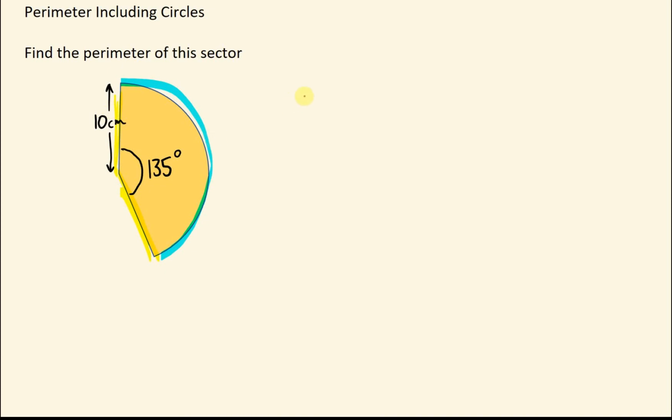So first the arc length, we need to find the circumference for the circle. So the circumference would be pi times the diameter, and then times by what fraction of a circle we have.